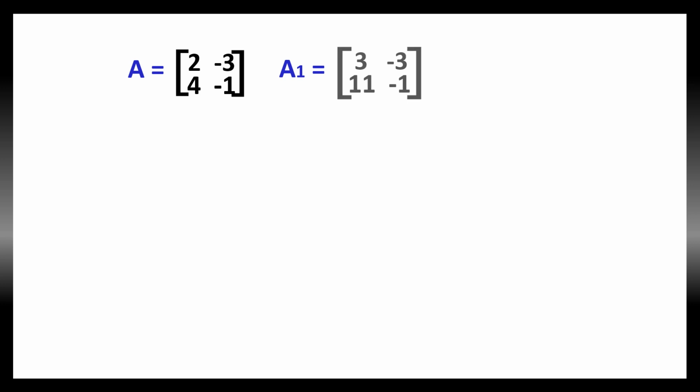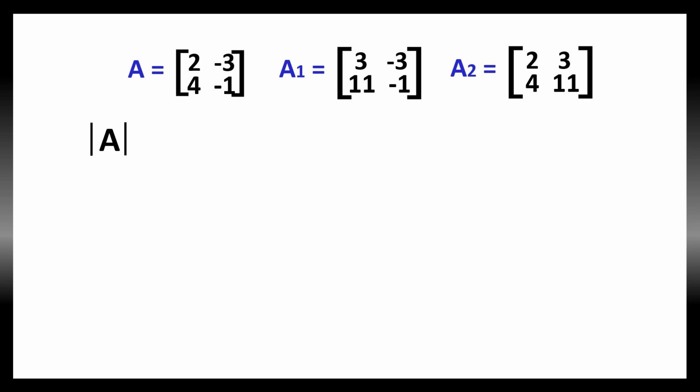And now let us see how to do it. We got A as matrix of 2, minus 3, 4, minus 1, and A1 is matrix of 3, minus 3, 11, minus 1, and A2 is matrix of 2, 3, 4, 11. First of all, let us find out determinant of A.